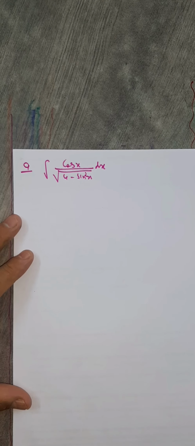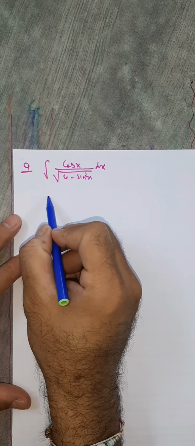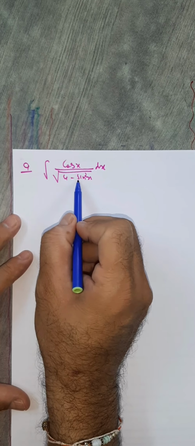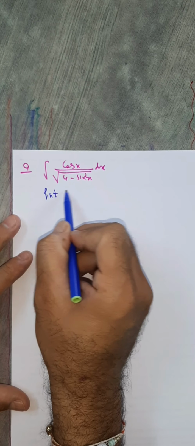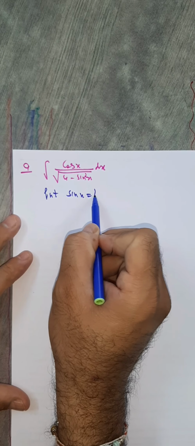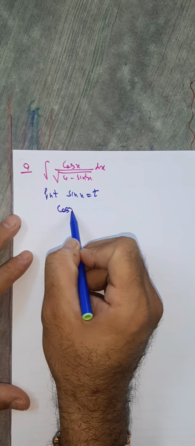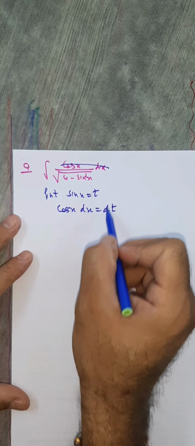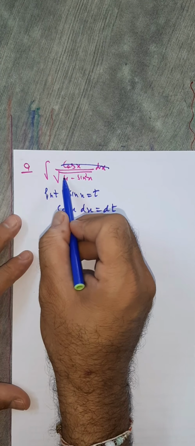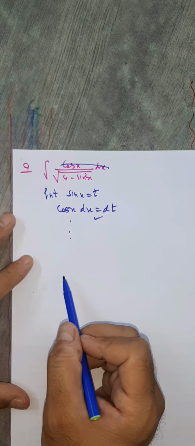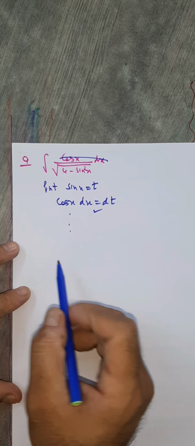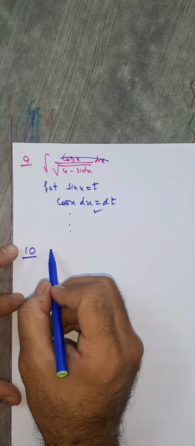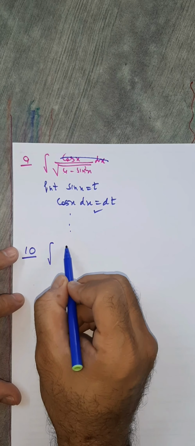Ninth question, cos x upon root of 4 minus sine squared x. You can see here you have the derivative of sine. So the easiest way is to put sine x equals t. What's the derivative of sine? cos x dx equals dt. So this will be just dt. And you will see that this is a square minus t square, a constant first, inside the square root. So your final answer is in the form of sine inverse. You can do it. Question number 10.